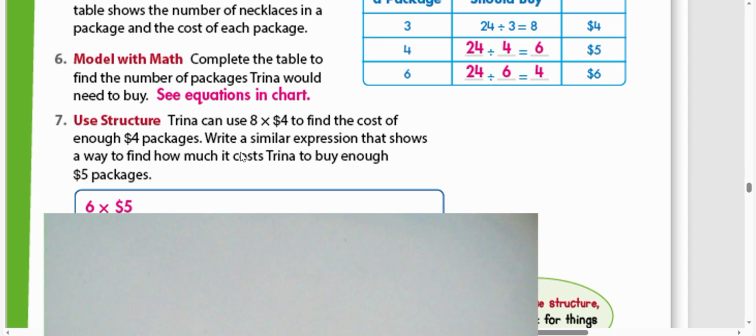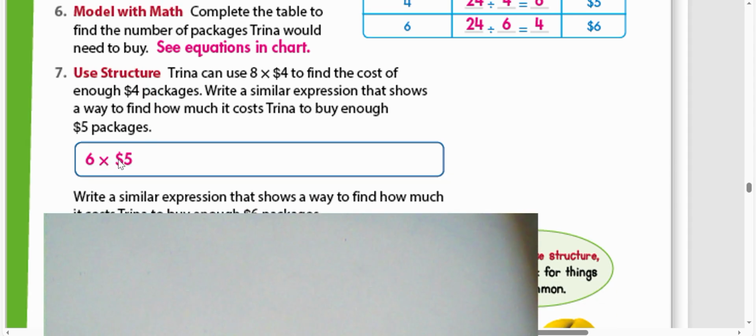Use the structure. Trina can use 8 times 4. 8 times 4 equals 32 to find the cost of the $4 package. So we will have 6 times 5 here. 4 times 8 equals 32. It's a similar expression to show the way to find the cost if Trina buys the $5 package. We can write 4 times 8 equals 32. Also, if we have $5, 5 times 6 equals 30.